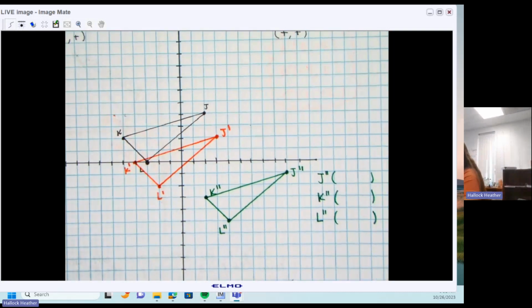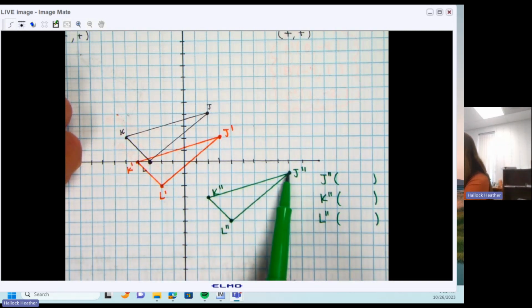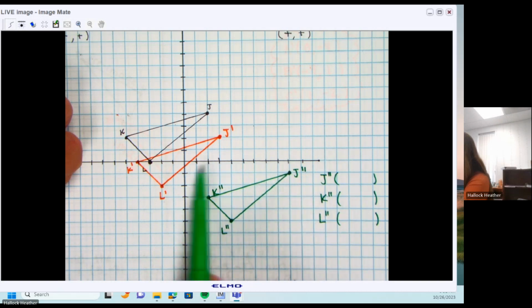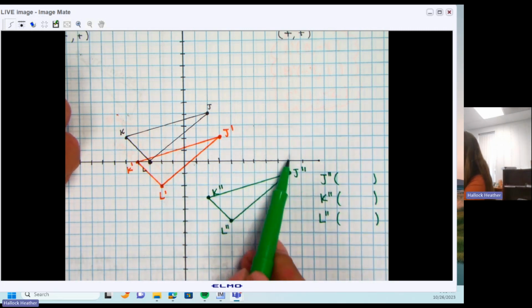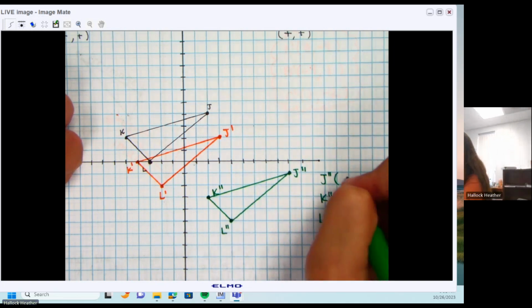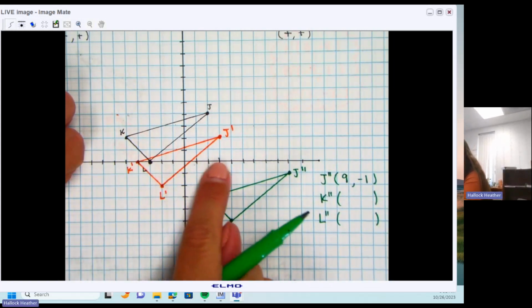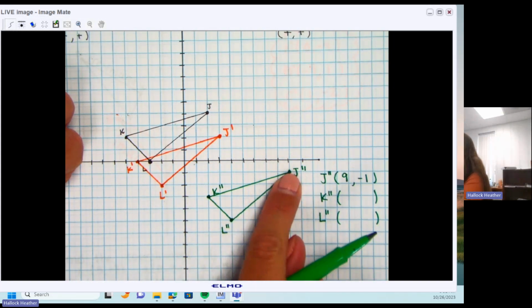Okay, so now we're going to write out the coordinate points. For J double prime, after it's been translated 2 separate times, what would be the coordinate point of J double prime? How much do I have to go to the right and how much do I have to go down? (9, -1). So from (0, 0), if you go over 9 and down 1, that takes you to J double prime. So the coordinate point is (9, -1).